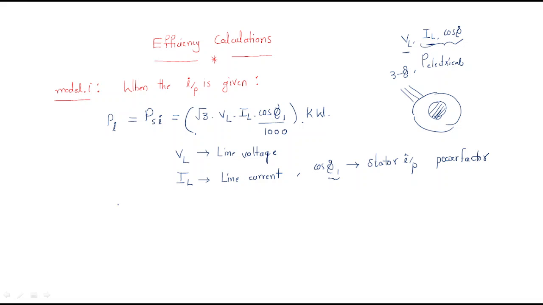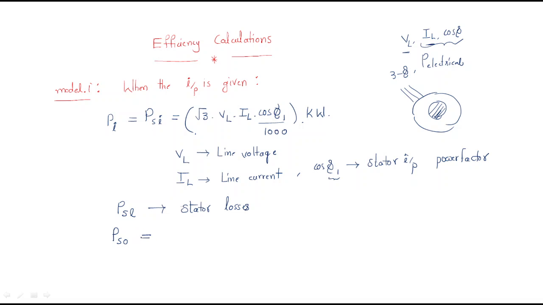After that, he will mention some losses, so you should always note the PSL. PSL means the stator losses. P means power, and he mentions the stator losses. Then we can find out the stator output. By using the losses we can find out the stator output.